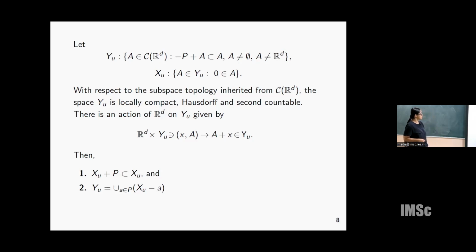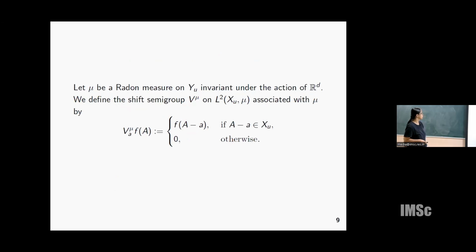So with respect to the subspace topology of the Fell topology inherited from C of R^d, this Y_U becomes locally compact Hausdorff and second countable. And there is an action of R^d on Y_U given by: take an A in Y_U and take an x in R^d. We can look at A plus x, which belongs to Y_U, and X_U is closed under the action of P. And Y_U is the union of all X_U minus all translates of A, where A is in minus P.